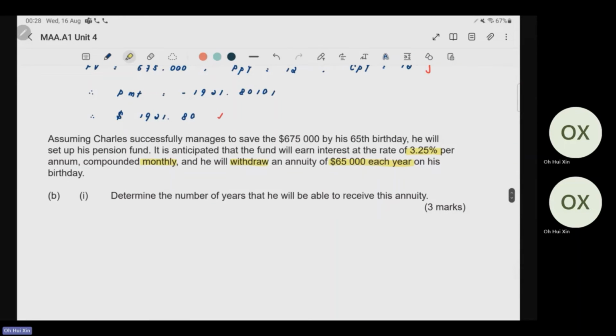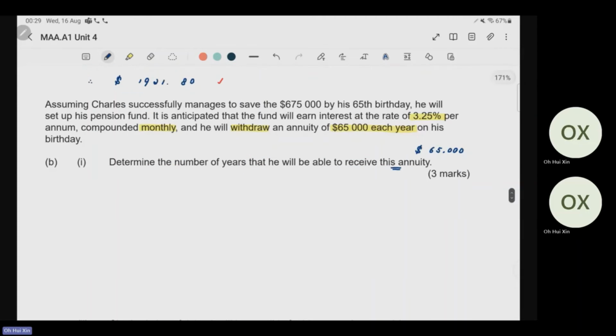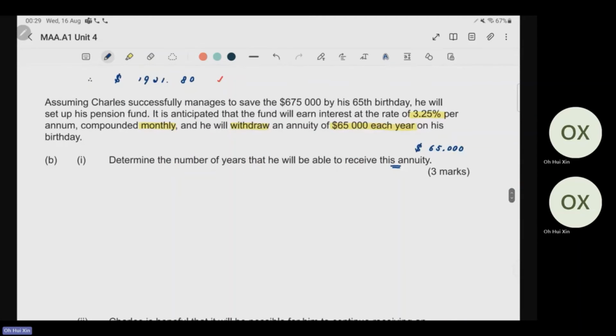Determine the number of years that you will be able to receive this annuity. The only thing you need to be careful about is when they say receive this annuity, which means how long will he be able to receive this 65,000? So when you are thinking about rounding up or rounding down, you need to be a bit careful. For this question you are finding the N, because you are looking at how many annuity payments he can actually receive.